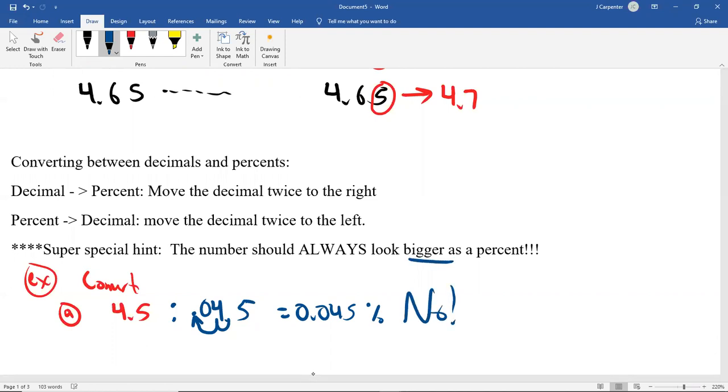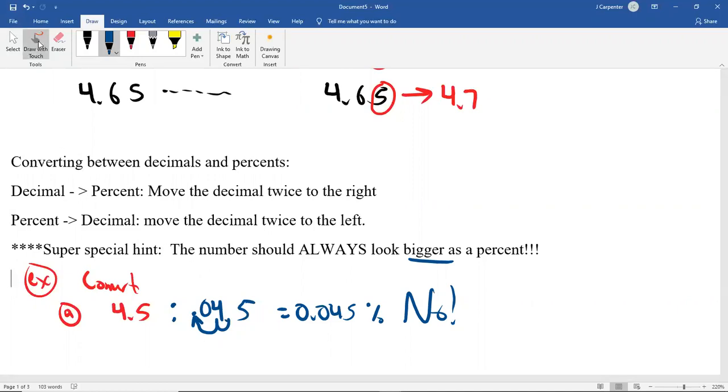No, this looks terrible. This number 0.045 looks smaller than 4.5, and the whole special super hint is the percent number should look bigger. Now, if you move the decimal too many times, that super special hint is not going to correct that. But just remember, converting between the two, it's always twice. You're always moving twice left or right when going from percent to decimal. That's not the case for, say, converting a fraction to something else. It's just converting between these 2 things only. So don't try and use that in other ideas.